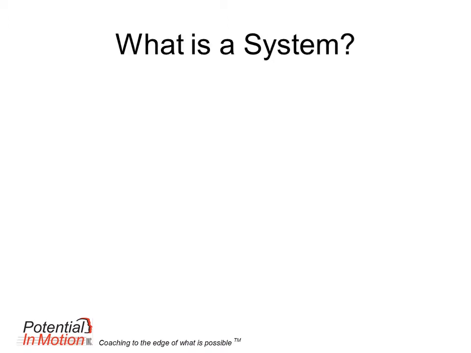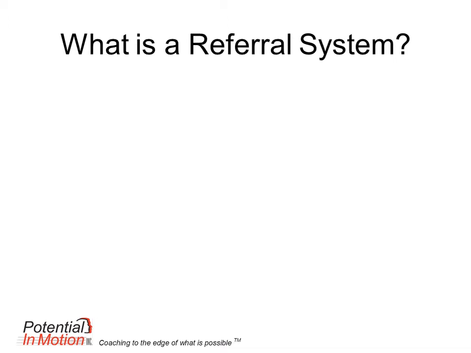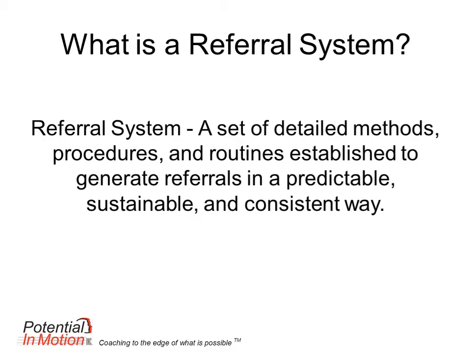So, what exactly is a system? A system is a set of detailed methods, procedures, and routines established or formulated to carry out a specific activity, perform a duty, or solve a problem in a predictable, sustainable, and consistent way. So, what exactly is a referral system? A referral system is a set of detailed methods, procedures, and routines established to generate referrals in a predictable, sustainable, and consistent way. So this is just applying a system to how you generate referrals in your business.